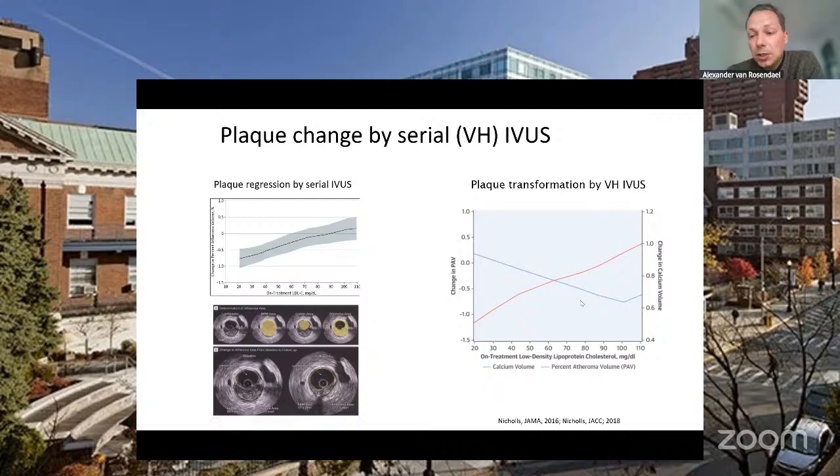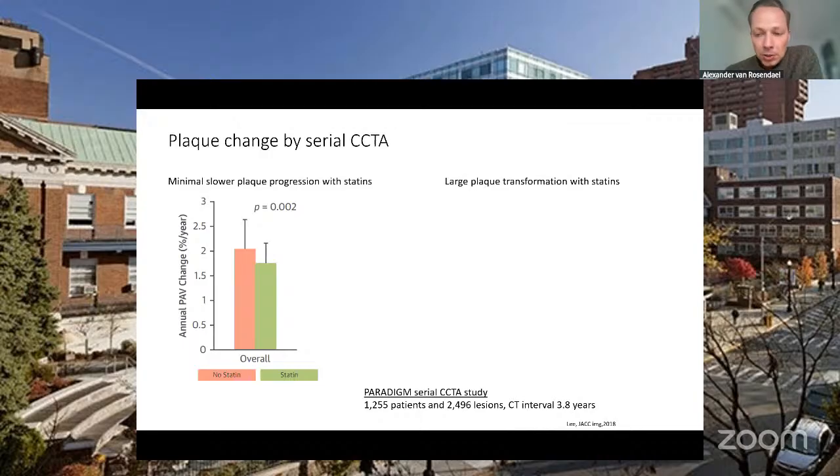And what you also saw in IVUS, especially the VH IVUS, the virtual histology IVUS, is that the lower the LDL is going to be, actually the higher the calcified component of the plaque is going to be. So lower LDL relates to more calcium. Actually, this was barely significant or just not significant. So IVUS is not the perfect test to look at calcium, but this is a trend you saw in IVUS. And we can also do serial CT, and there we have stronger results, especially with plaque composition.